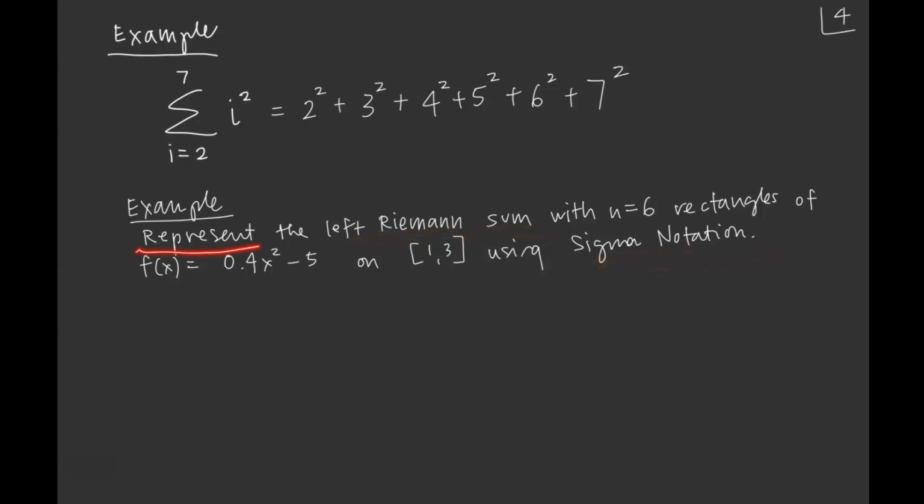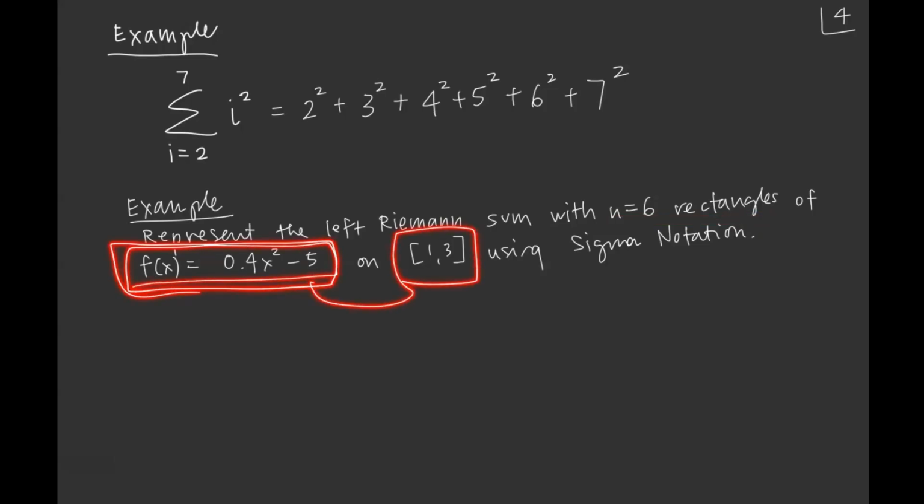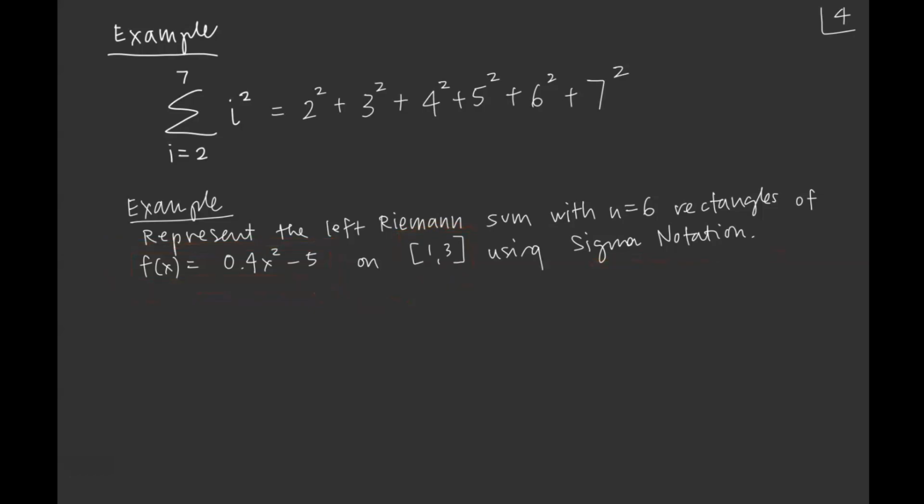Okay, they're asking us to represent the left Riemann sum with n equals 6 rectangles. This is very typical of how they'll describe how many rectangles they want in the Riemann sum. They'll tell you n equals 6 or n equals 4 or n equals 20 or n equals 100. N equals 6 rectangles of, and here is our function. This is the curve that we're interested in, and it's going to be on the interval 1 to 3, using sigma notation. Let's get a picture of the curve.